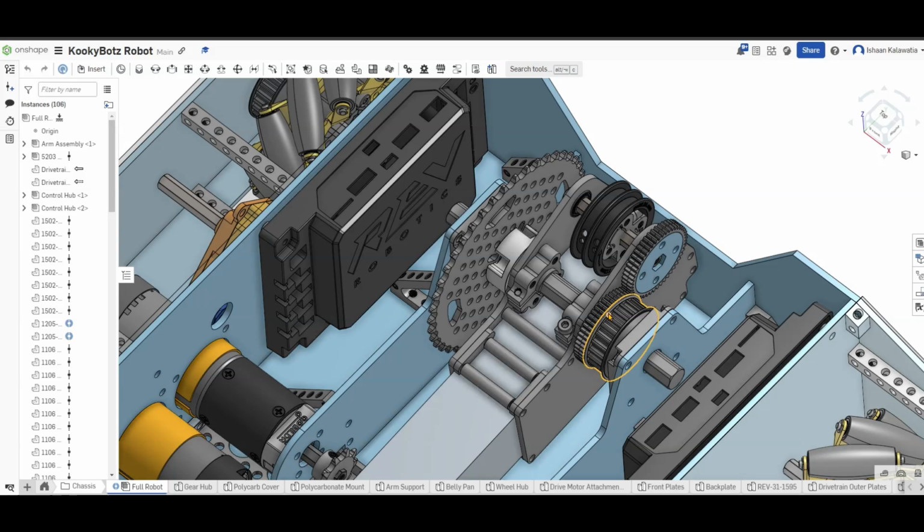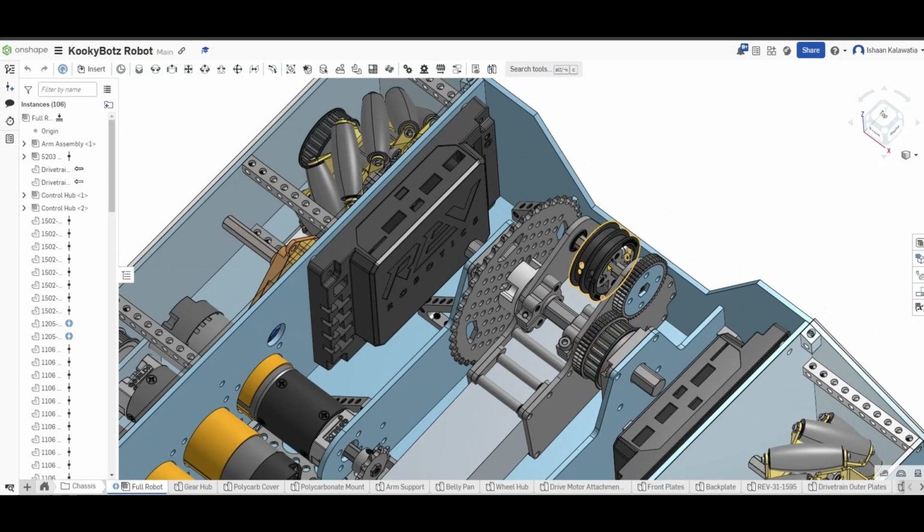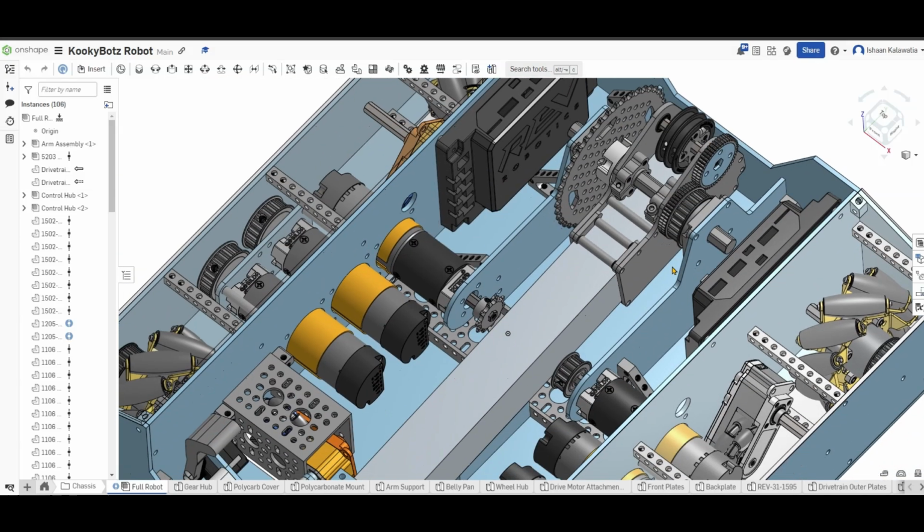And what the round bores do is that it allows the pulley to spin freely, which means that even when this axle is stationary, we can still power the spool and extend the arm.